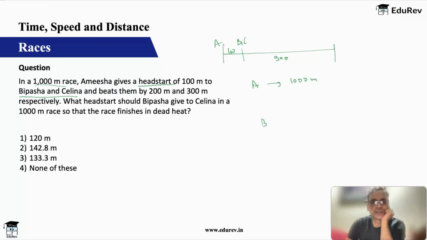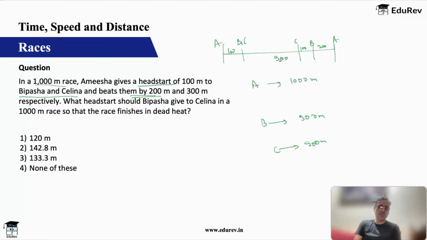Okay. So Amisha gives them a head start and also beats them by 200 meters and 300 meters respectively. That means when Amisha completes the race, Bipasha is 200 meters behind and Selina is 100 meters further behind. That means Selina is total 300 meters behind. Right? So what head start should Bipasha give to Selina in a 1000-meter race so that the race finishes in a dead heat? Now this is also a race related term. Dead heat means that it's a tie.